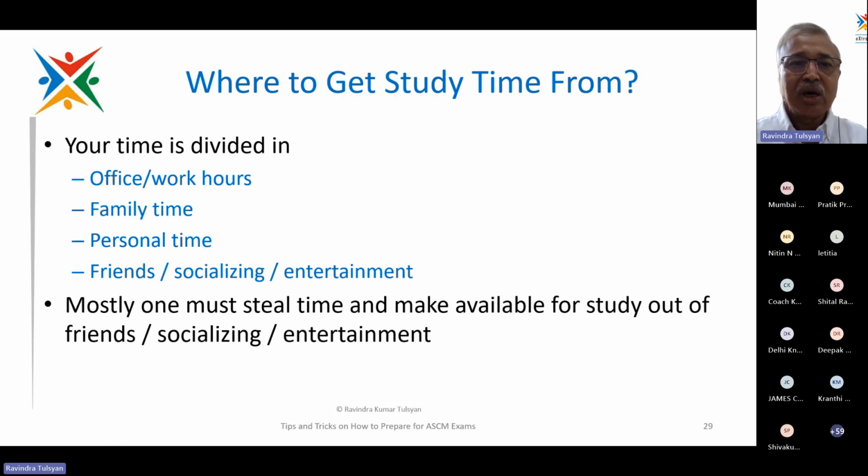So this is my input. The last input is where to get study time from. Out of your entire week, your time is divided into office hours, work hours, family time, personal time, friends, socializing, and entertainment. Usually you cannot steal time out of office, family, or personal time. You have to steal time out of friends, socializing, and entertainment only. You have to cut this down for, let's say, 3 months, 4 months, 5 months, 6 months, whatever time. That is where you will get your time to study. That is usually the only available time.